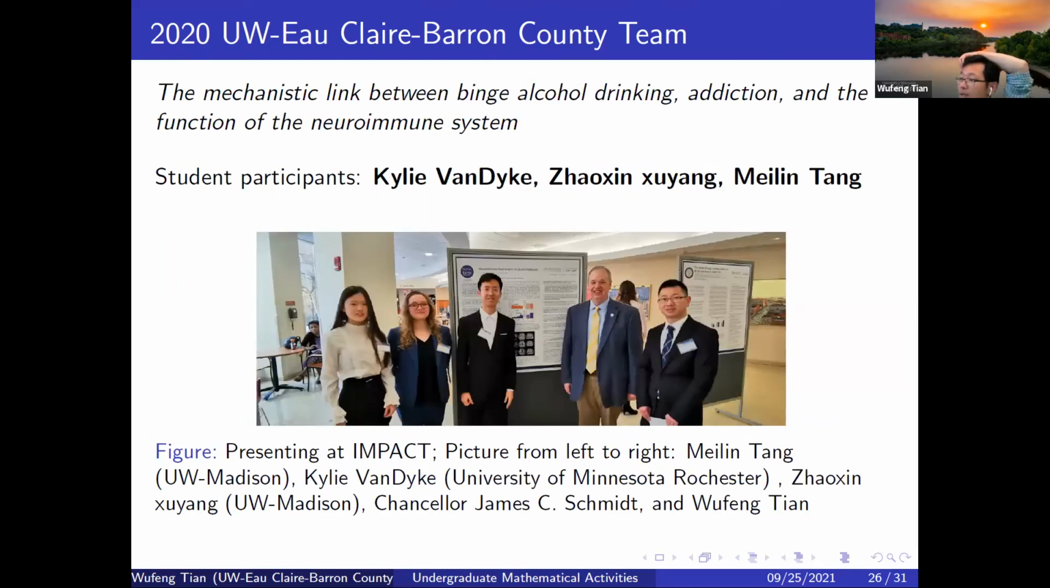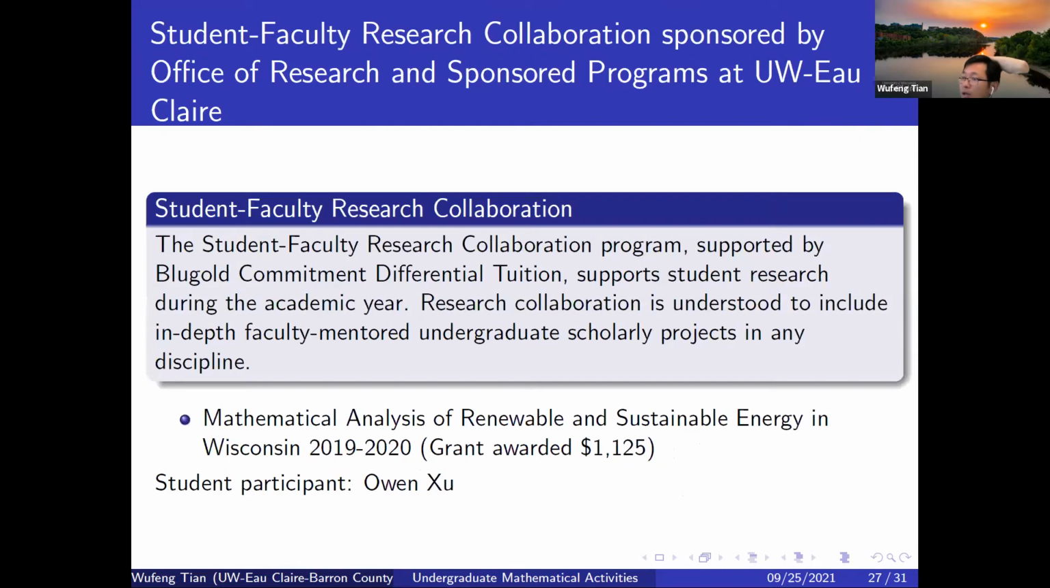In 2020, we also had students. One of the students actually went to University of Minnesota, Rochester, because she is really interested in going to medical school. The other two students went to UW-Madison. We also had student and faculty research collaboration at Eau Claire. I think other schools, probably your school, will have that kind of opportunity as well. If you want to do some research, the school can pay the students a little bit of money to do the research with you.